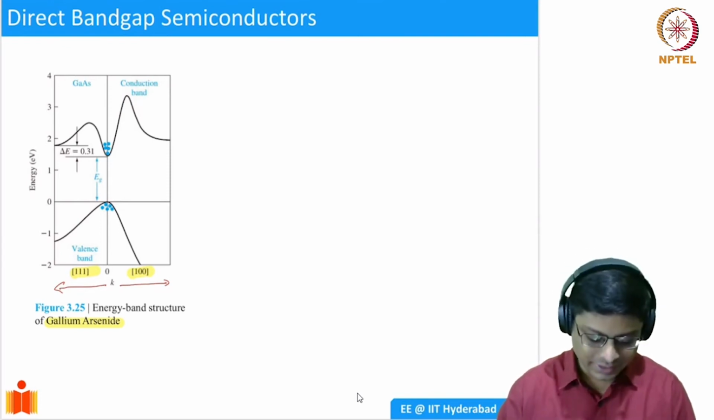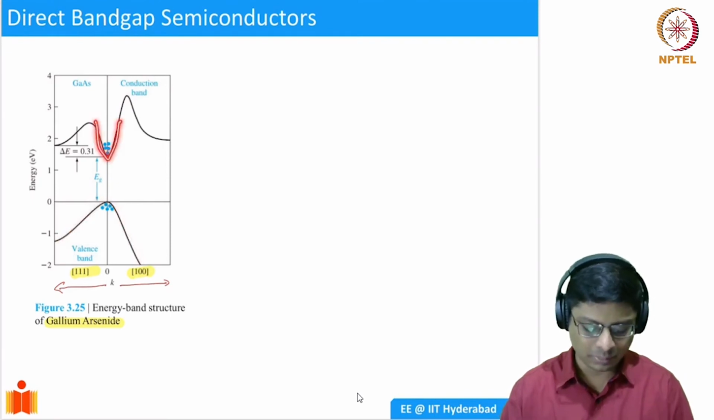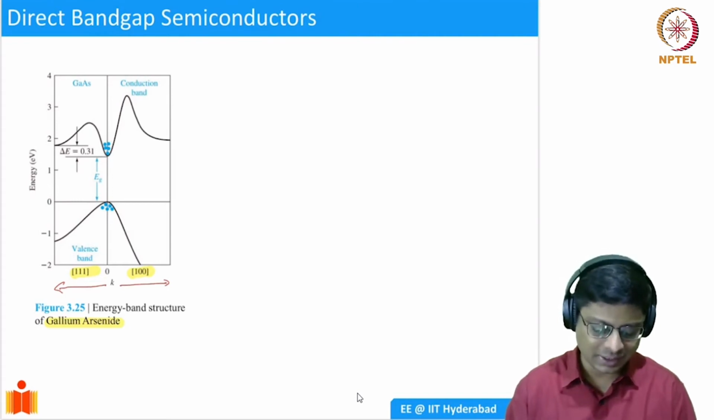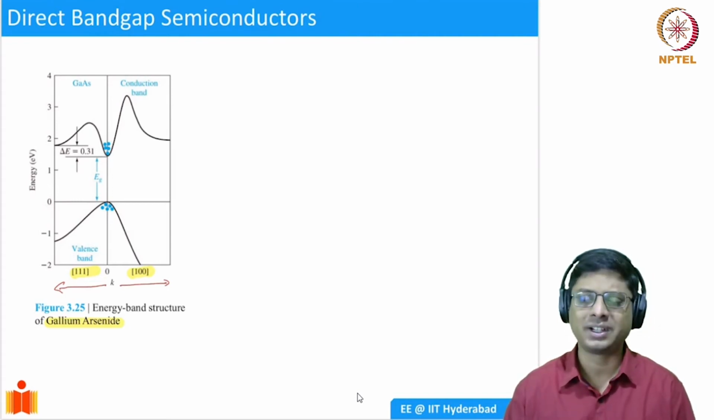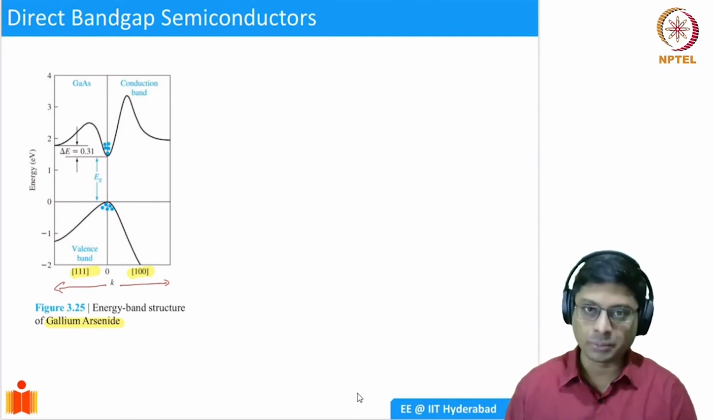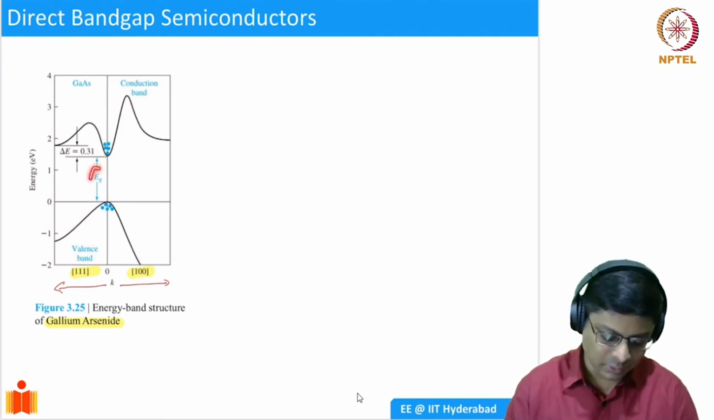One is the valence band, and the conduction band is on the top, separated by a band gap. Usually, the top of the valence band is denoted by energy equal to zero here, just for reference; it doesn't really matter. The band gap of gallium arsenide is 1.42 eV, and that is what is shown here. This distance Eg is 1.42 eV.